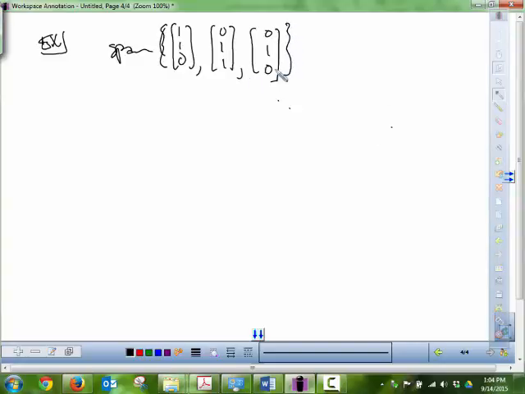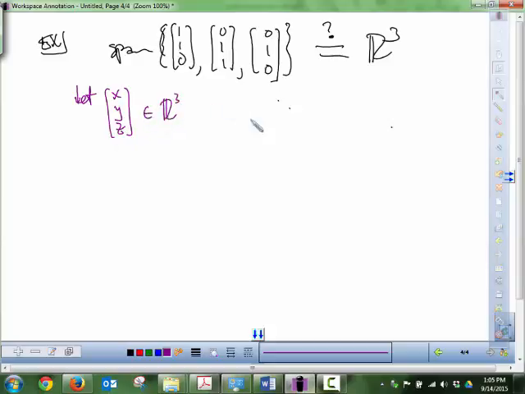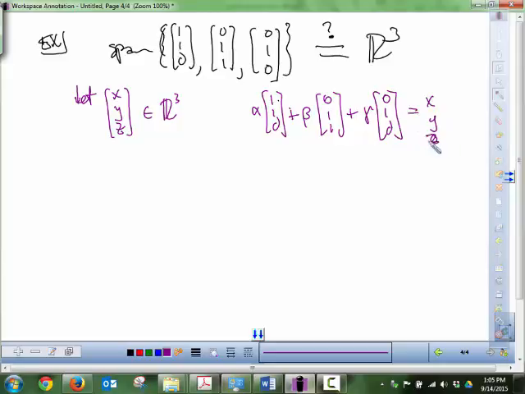Okay, let's see if this spans all of R3. Question? Does it span all of R3? So let's set it up the same way, and we'll see that when we talk about linear independence, there's a slightly simpler way to approach this. But we'll begin the same way. Let x, y, z be an element of R3. And then, can we find alpha and beta and gamma so that this is equal to x, y, z.